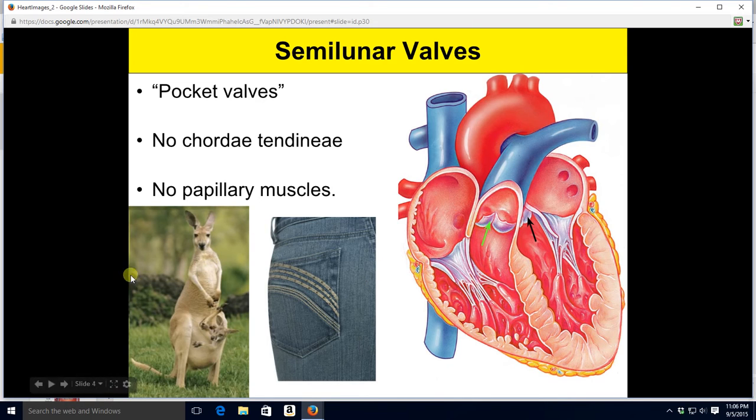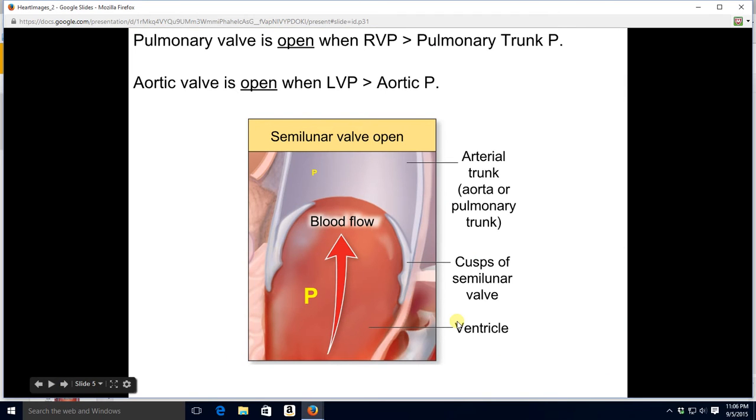All right, let's talk about opening and closing these guys. The pulmonary semilunar valve is going to be open when blood is going the correct way, from the ventricle to the trunk. That's going to happen when ventricular pressure exceeds trunk pressure. Likewise, the aortic valve is going to open when blood is moving the right way, from the left ventricle to the aorta. And that's going to occur when left ventricular pressure exceeds aortic pressure.